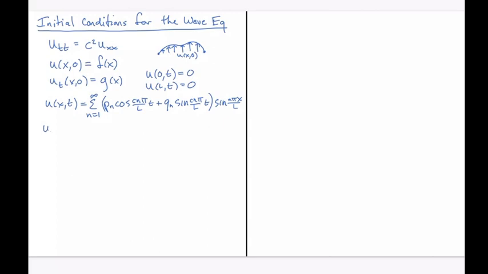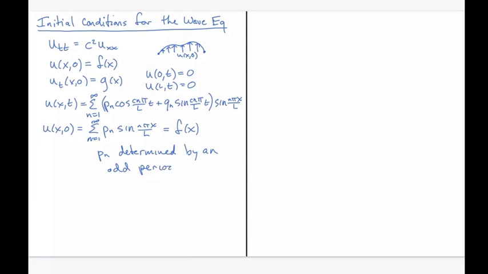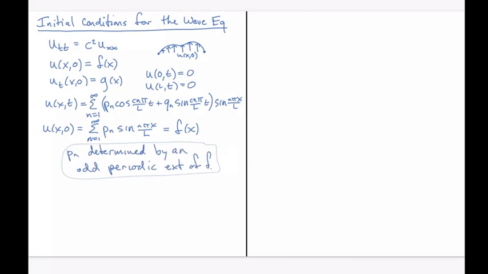Okay, so u of x and 0, when I do that, I plug in 0 for t, and the cosine term turns to a 1, and the sine term turns to a 0. So we have the sum from n equal 1 to infinity, Pn sine of n pi x over L. And so that has to be equal to f of x. So the Pn are going to be determined by an odd periodic extension of f. Okay, that's what our first initial condition does for us.